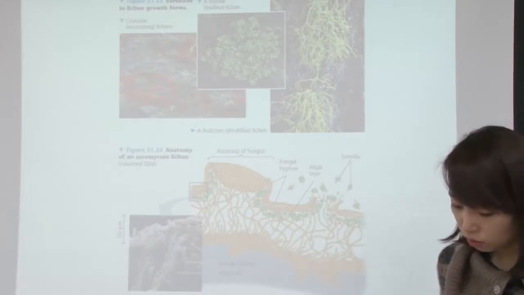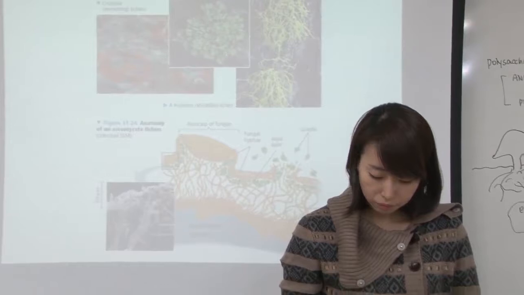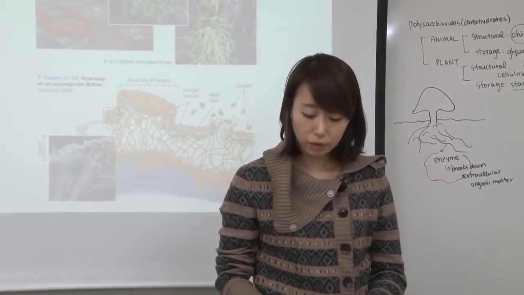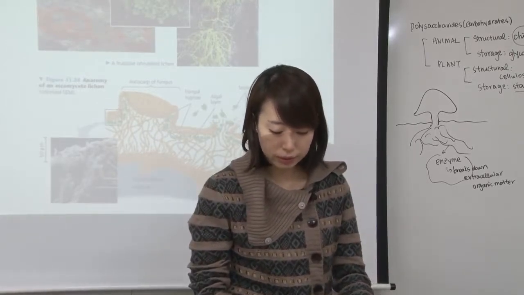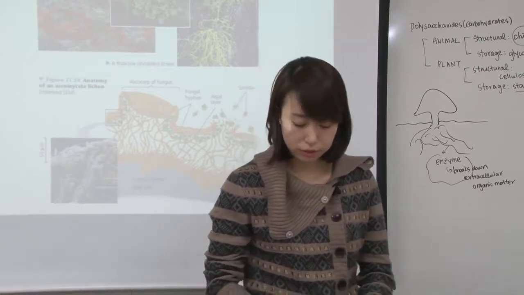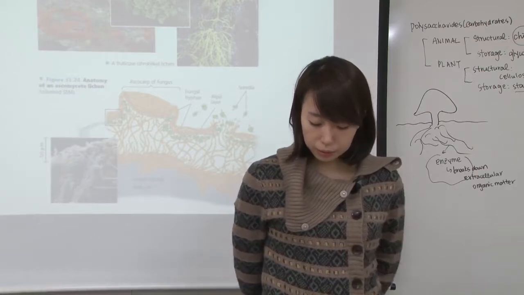So lichens are photosynthetic organisms. They can survive harsh, cold environments and even live on bare rock. They're often the pioneer organisms, the first to colonize a barren environment in primary ecological succession. And then they reproduce asexually by budding.